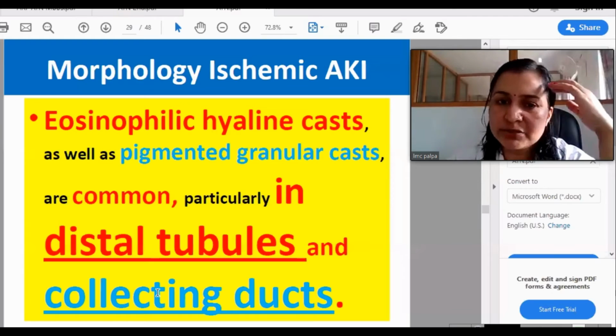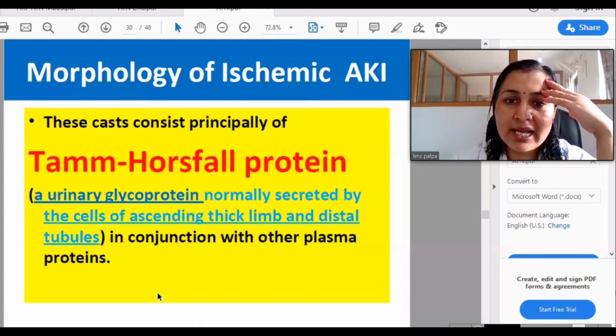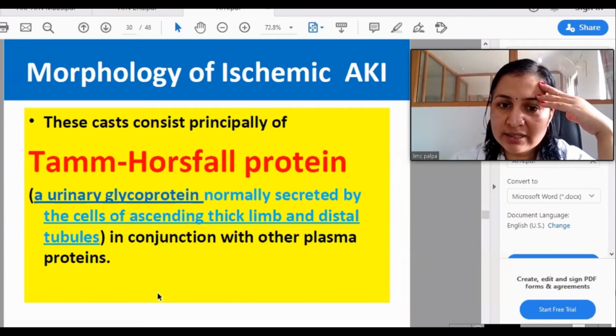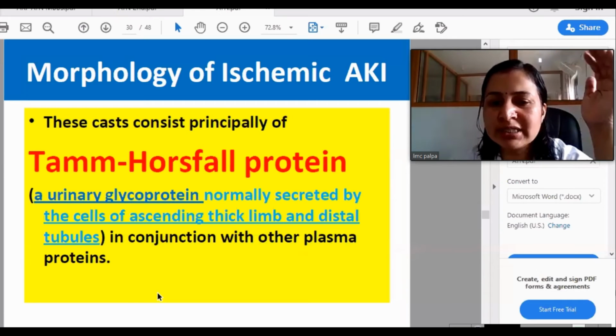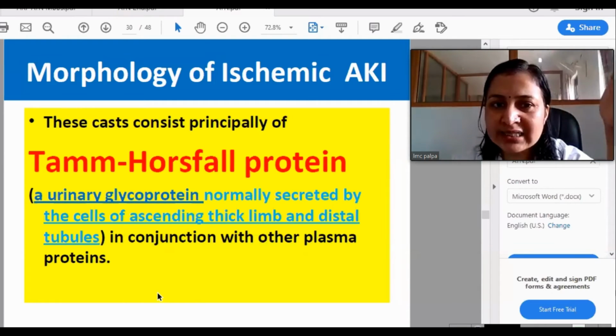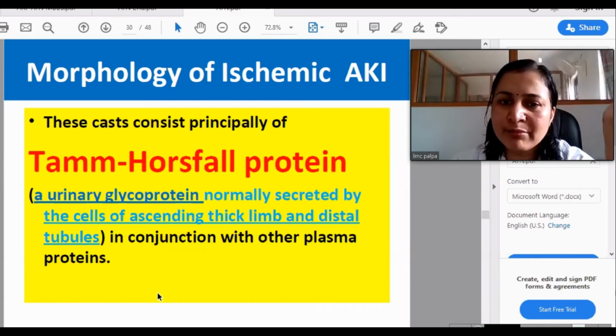Along with that, there is pigmented granular cast in distal tubules and the collecting ducts. And this is a short question in this chapter, that we see Tamm-Horsfall protein. This is Tamm-Horsfall protein from this cast, from this urinary glycoprotein that is secreted in the ascending limb and the distal tubules, along with other plasma proteins. The cast that is made is called Tamm-Horsfall protein.